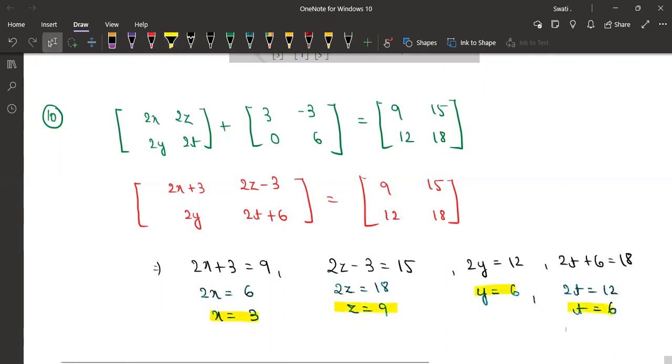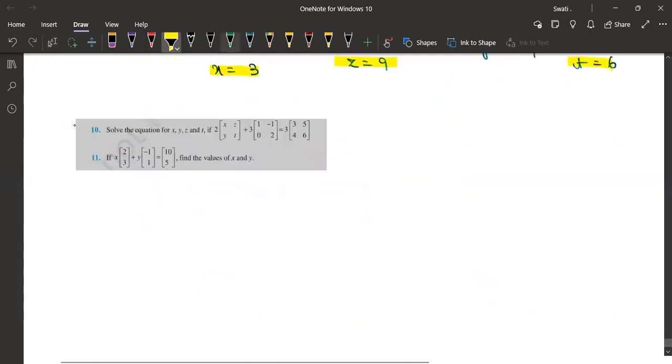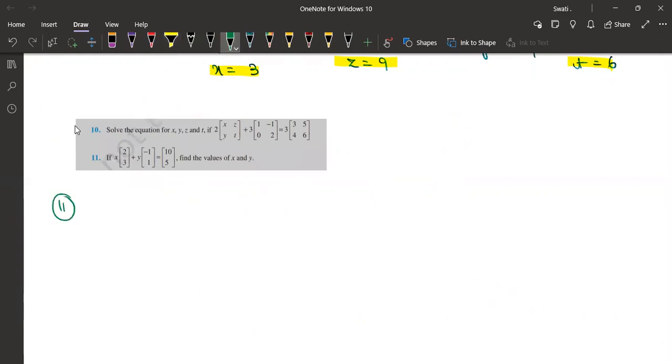All right, now let's quickly move to the last question of this video, that is the 11th question. So in the 11th question, we need to find the value of x and y. This is again very simple. If you multiply this, this will become 2x, because you know that whatever is outside the matrix, you need to multiply it with all the entries. So 2x and 3x, and this will simply become minus y, because y times 1 is minus y, and this is y. And this is 10, 5.